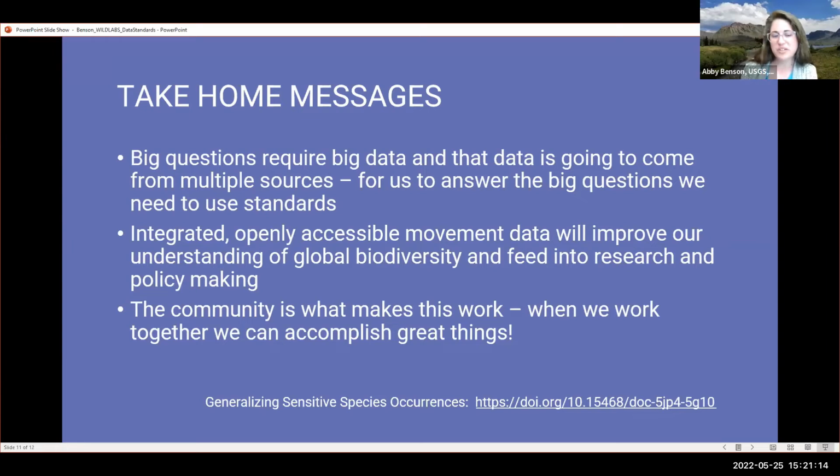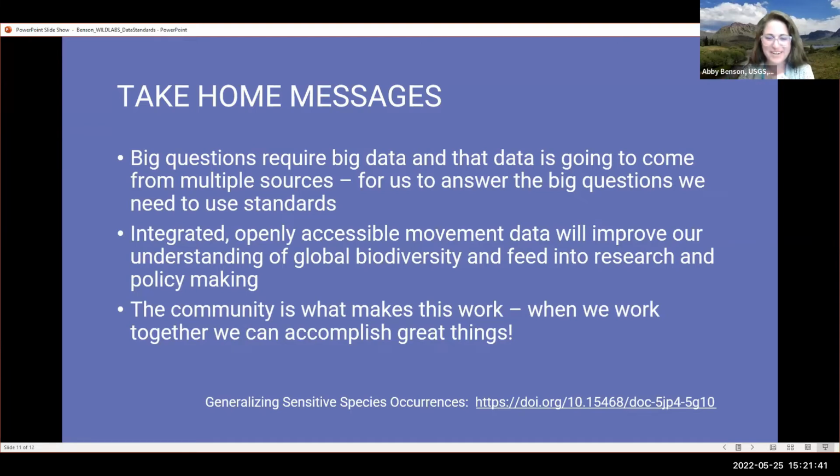You here have an opportunity to really fill those data gaps, and there's really not very much machine observation data in GBIF yet. So this is a big opportunity, and I think it can make a really big difference. And the community is what makes this work. This is a bunch of people working together, deciding to do things the same way, deciding to use Darwin Core as a standard. And so when we work together, we can accomplish really great things, I think.